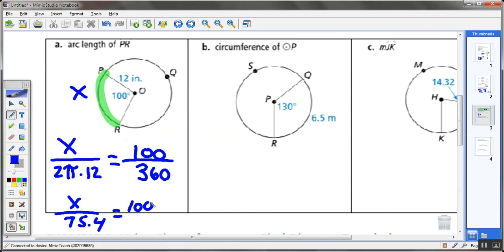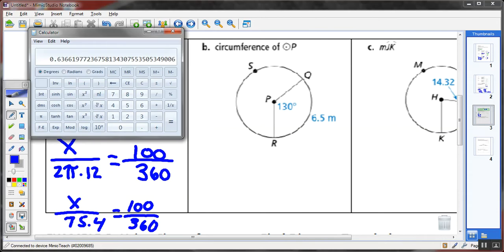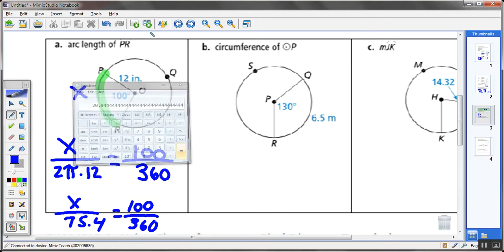Kids, how are you going to solve for that arc length right here? Times 75.4 by 100 and then divide by 360. So it's just a proportion. Cross multiply and divide. Is that the way I understand it there then, Grace? Yep. So you're going to do 100 times 75.4 and divide by 360. 20.94, yeah, 21, somewhere in there. So I'm going to call it 20.94. Are you guys okay with that?